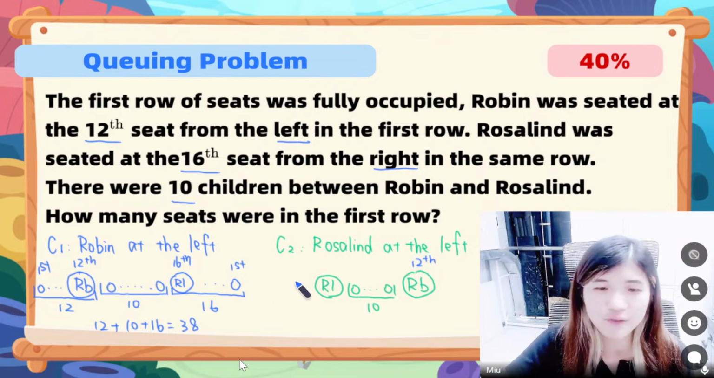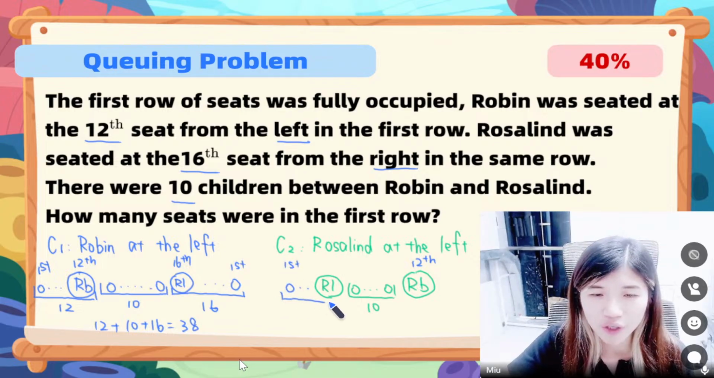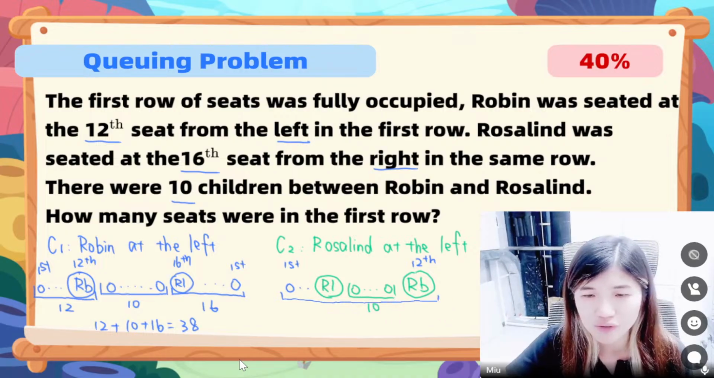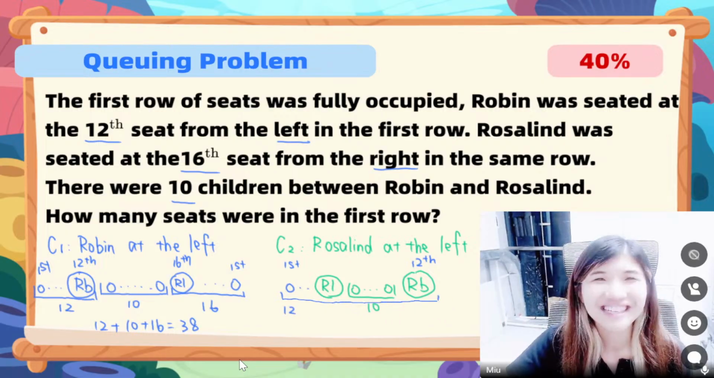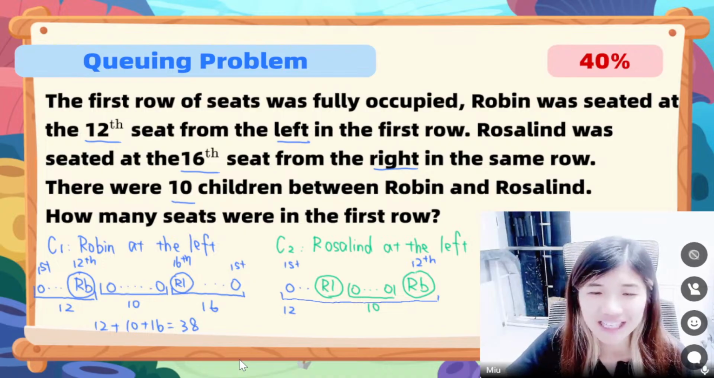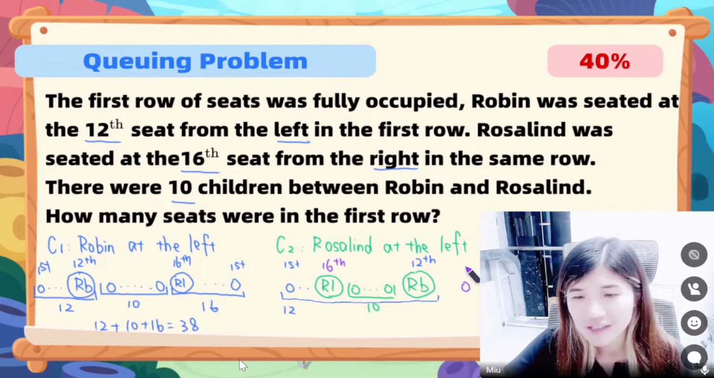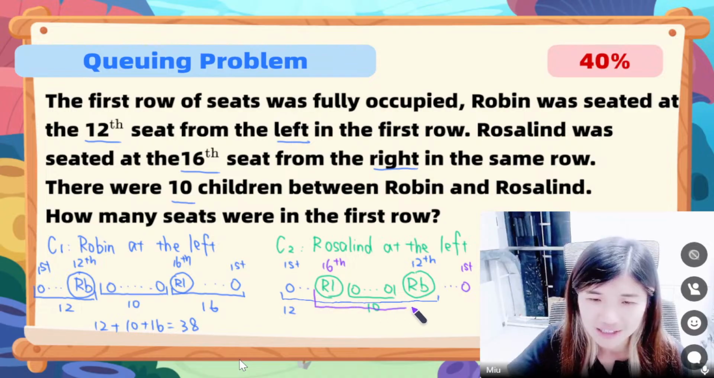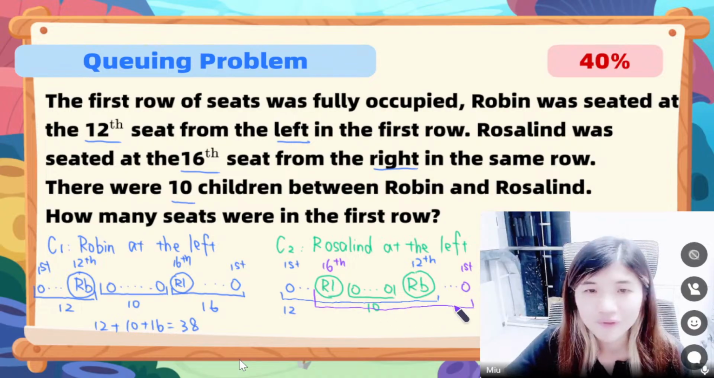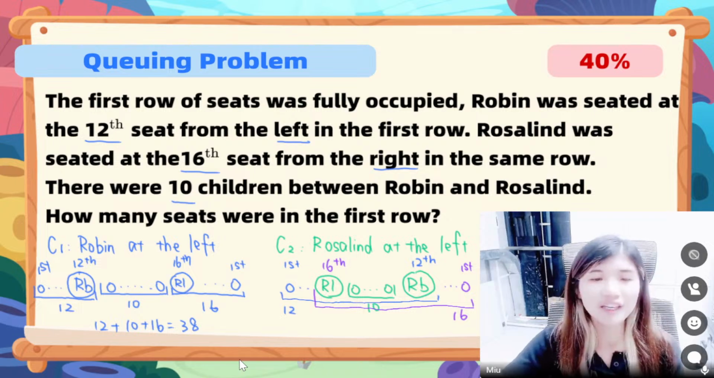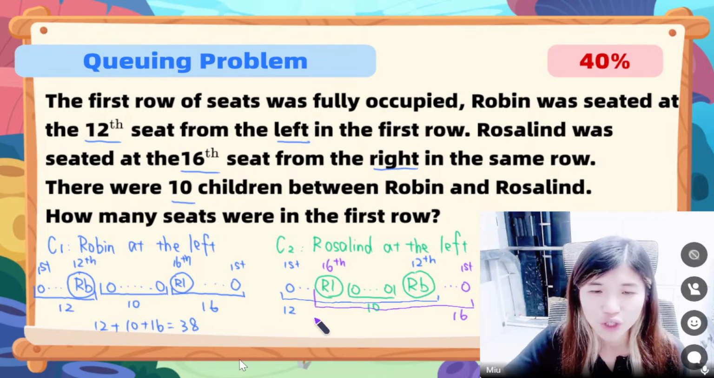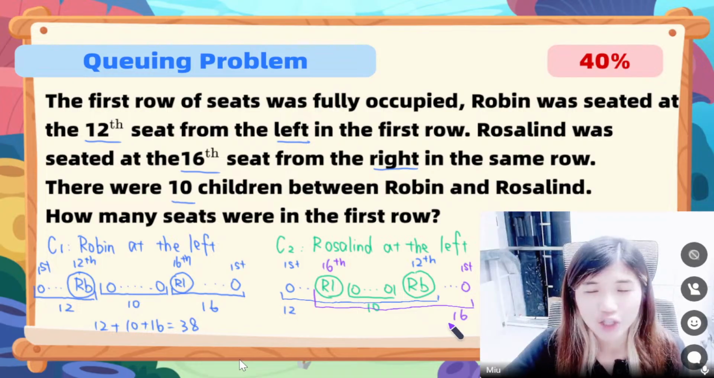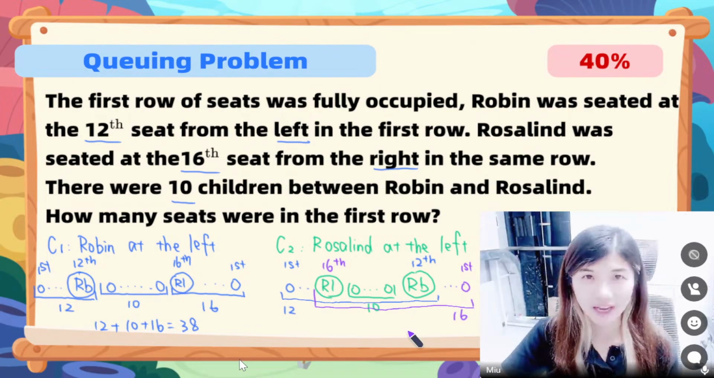So that means from the first one all the way to Robin, there would be 12 of those sitting on the blue color bench. 12. Right. And what about Rosalina? Rosalina was the 16th from the right. So this is the first from the right all the way to Rosalina, and there are 16. So then again, can I just use 12 plus 16 to get altogether how many people? Can I do so?